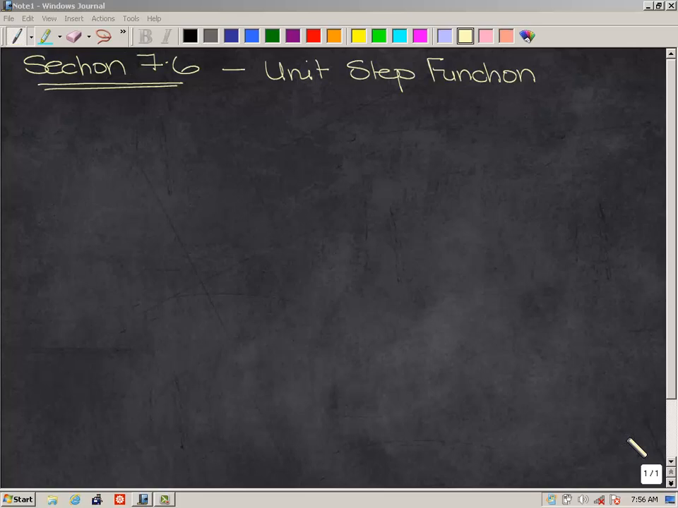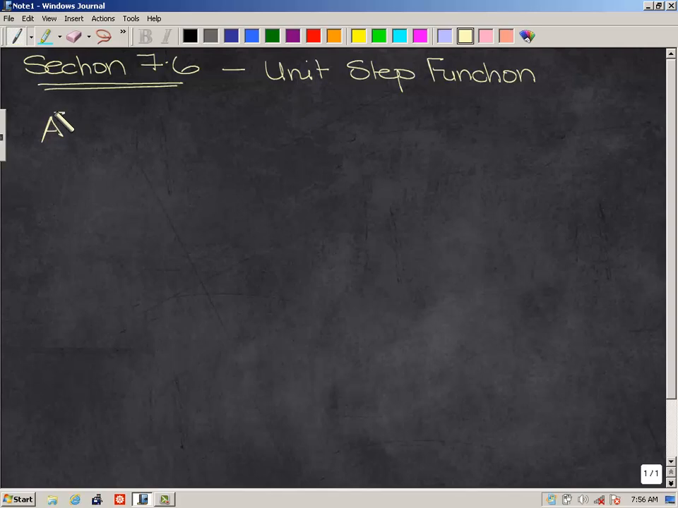Hi, in this section 7.6 we're going to take a look at a special function called the unit step function, which is going to make it really easy to deal with a certain class of differential equations that have discontinuous forcing functions, where the external force that's applied to the system is discontinuous. Okay, but before we do that, let me motivate the idea.